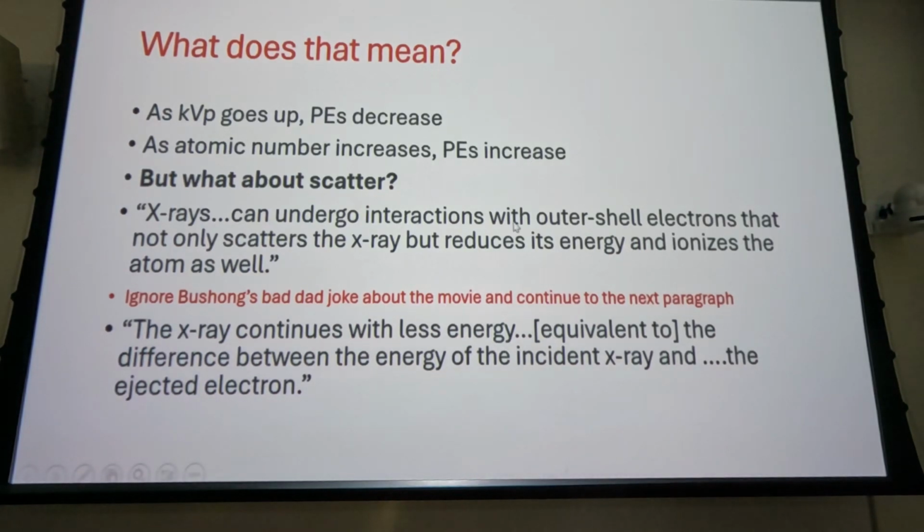X-rays can undergo interactions with outer shell electrons and not only scatter the X-ray, but it also reduces the energy and ionizes the atom. If you've read through the chapter, there's a reference to a movie that's called Straight Outta Compton.